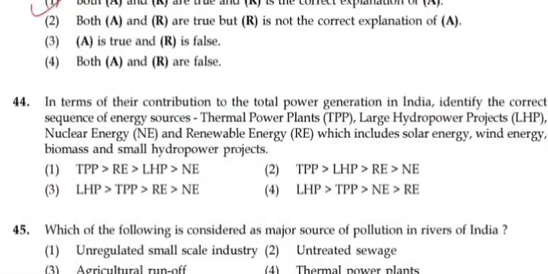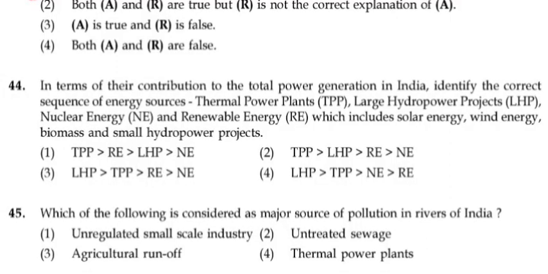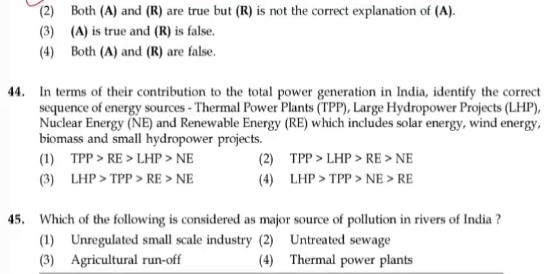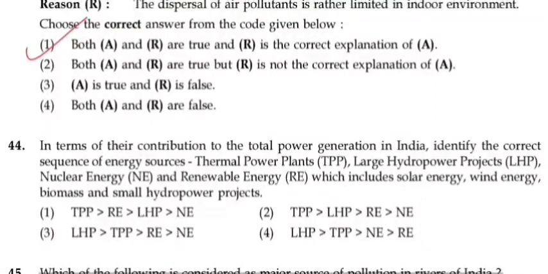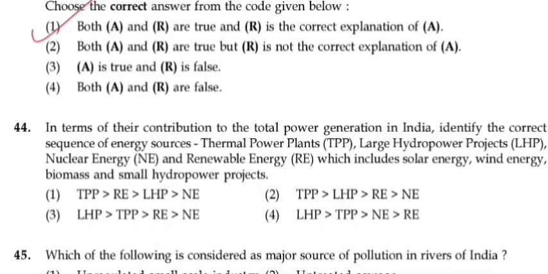44, in terms of their contribution to the total power generation in India, identify the correct sequence of energy sources: thermal power plants TPP, large hydropower projects LHP, nuclear energy NE, and renewable energy which includes solar energy, wind energy, biomass and small hydropower projects. So these are the options. Let me not read it. Read it, then choose it. 44 number 2 will be correct. TPP, LHP, RE, then NE.